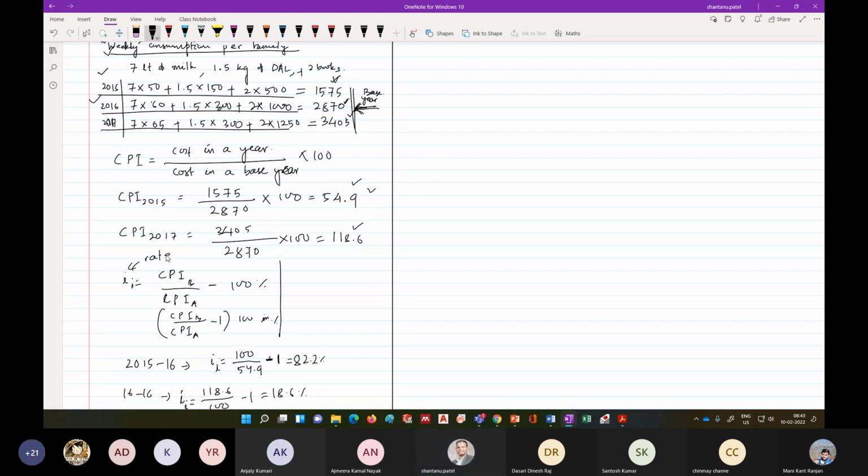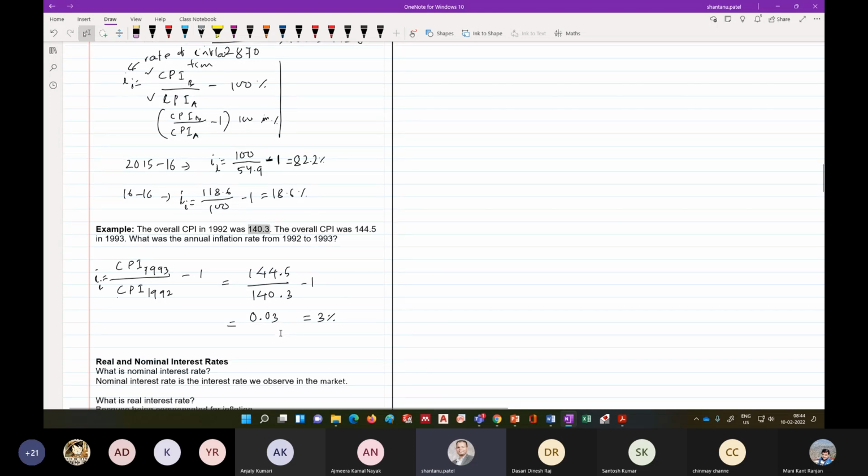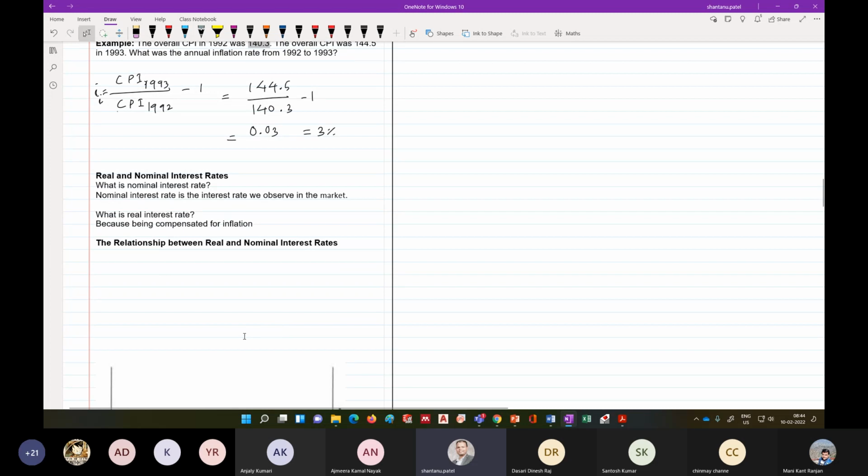Okay. So we talked about the CPI, and how we calculate this rate of inflation. If we know the CPI for 2 years, you just divide that and subtract 100%. So that gives you the inflation rate. Then we solved this, right? In 2 years, the CPI is this much and this much, and we calculate the percentage. Then we were discussing nominal and real interest rate.